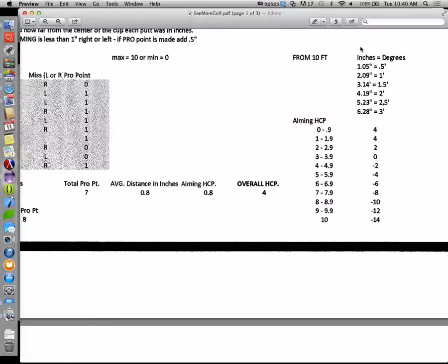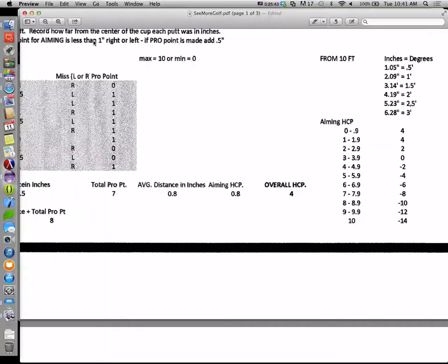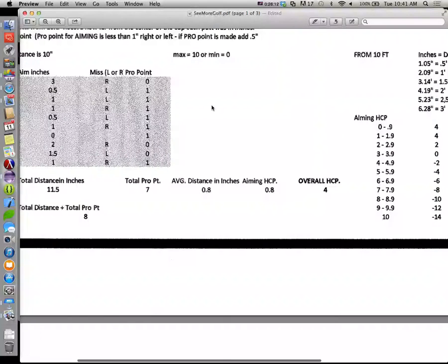Well, we're going to be converting all of our distances into degrees. So, for instance, what this basically says is if their miss was less than or equal to 2.09 inches from the center of the cup, we're giving them a pro point. Right. But the diameter of the cup? No, he just said it's 4.25 inches. So this is rough. This is a make. So this basically says if you made it, we're going to give you a pro point.